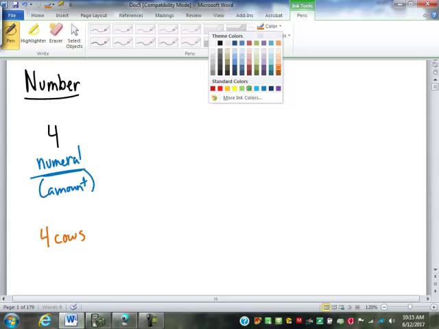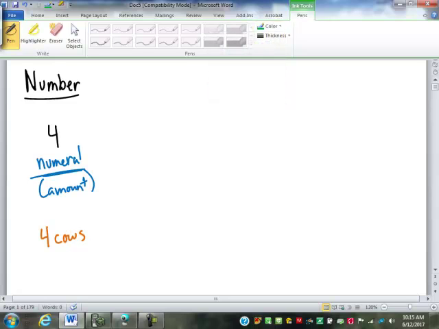Every number has 2 parts to it. The first part tells us how much, and I'm going to call that part the count. That's the amount. And the second part tells us basically of what. What do we have 4 of? In this case, it's cows. And I'm going to call that part the name. You might call it the label or the units, depending on what you're doing. It has different titles. But we're just going to give it the generic term, the name.